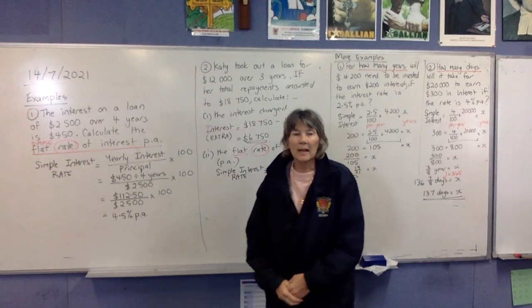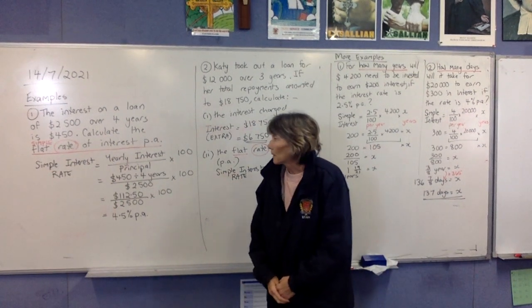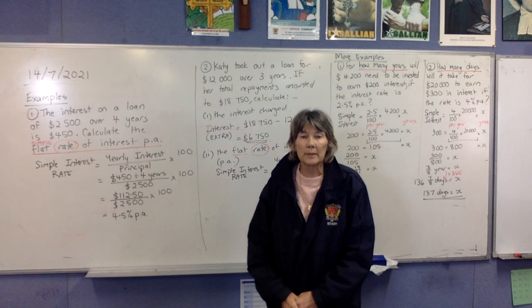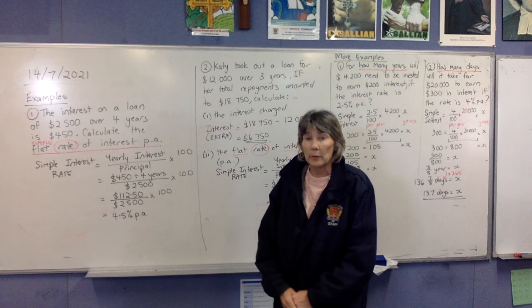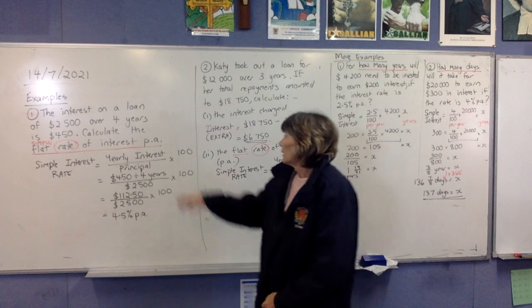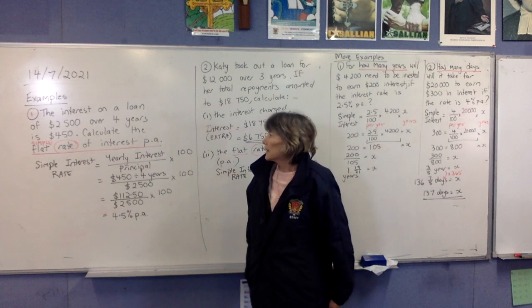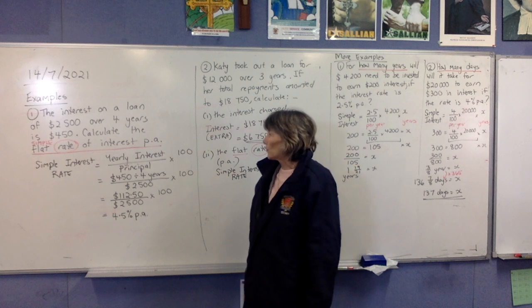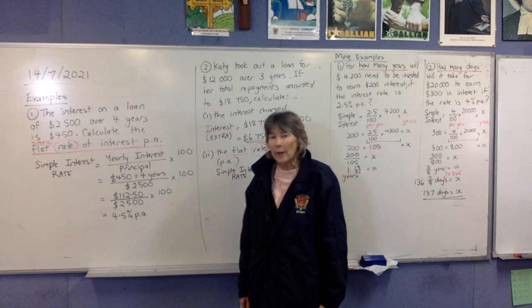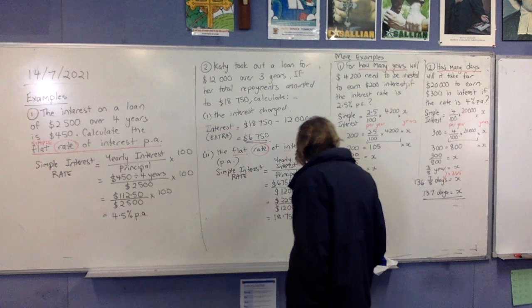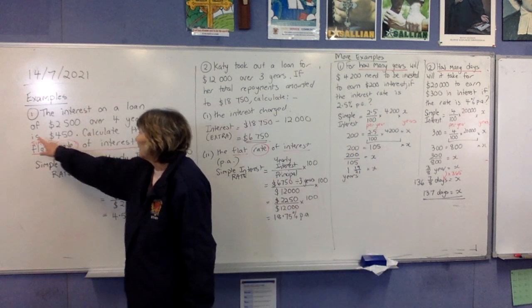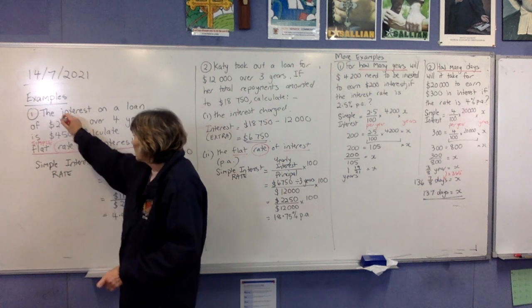Boys, so this is the last video for this lesson. So we're going to be doing some examples on the simple interest rate formula that we wrote down a minute ago. So the first example, it says the interest on a loan of $2,500 over 4 years is $450. So they're actually telling you there that the interest is $450.